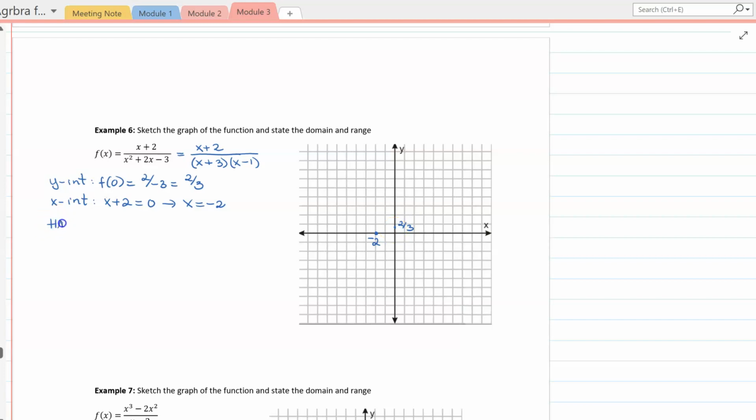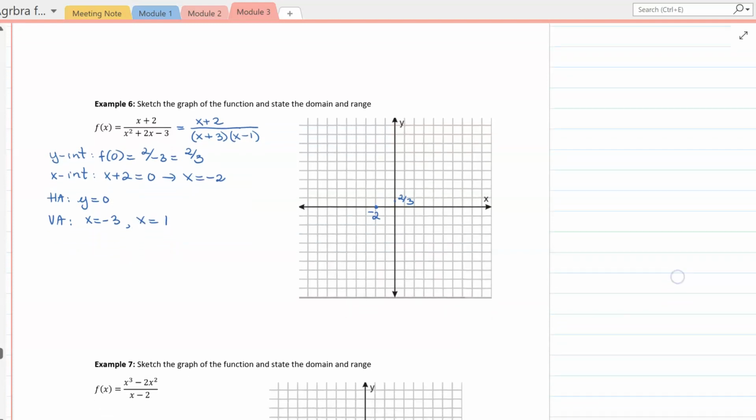The horizontal asymptote in this case is equal to 0. So y equals 0. The vertical asymptotes are x equals negative 3 and x equals 1. So let's see the behavior of f of x as x approaches the asymptotes. If x approaches negative 3 from the left, this means f of x equals x plus 2 divided by x plus 3 times x minus 1 is approached.